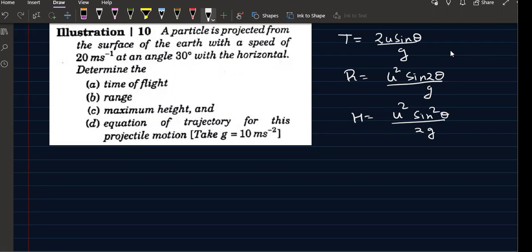Equation of trajectory means, tell me, what is the meaning of equation of trajectory? It is the relationship between x and y. Okay, it is the relationship between x and y. So y is equal to ut plus half at square.